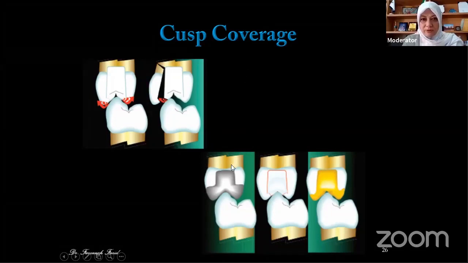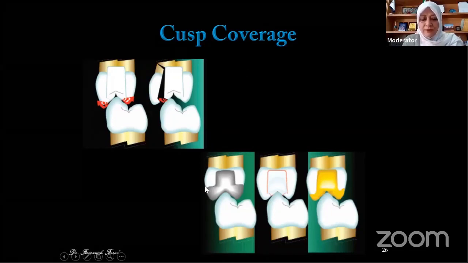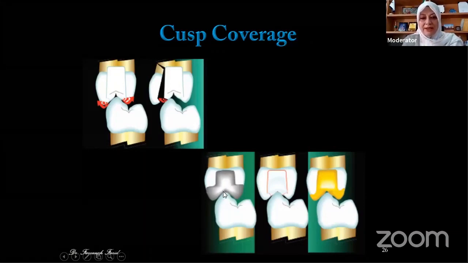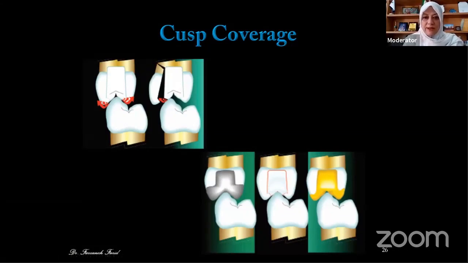So what we should do is to cover the cusp. That is why we call it cusp coverage. We reduce the cusp, make a flat seat, and then we restore the tooth. In this situation, when the opposing cusp imposes loads to the restoration, it cannot be wedged because it is tolerated or resisted by the remaining cusps. They don't let it be wedged. That is why we say that for posterior teeth, most of the time we should have cuspal coverage.